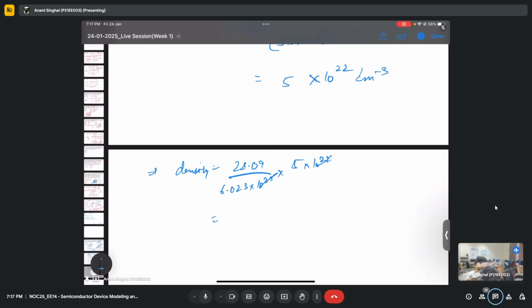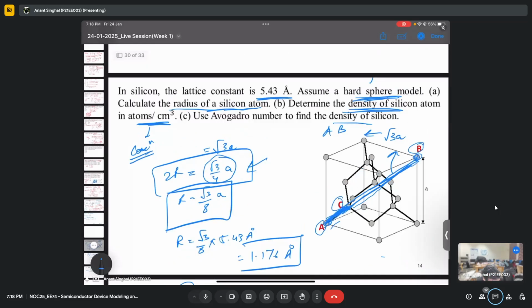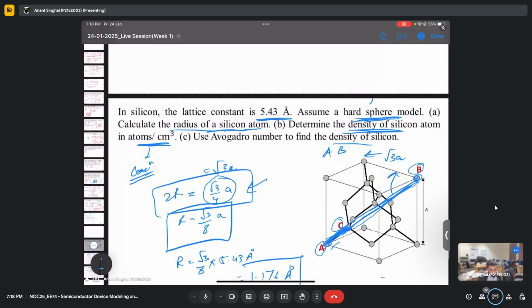It should be something like 2 point... I'm not sure. Yeah, 2.3. 2.33. Okay. So this is the density. I don't have any options, but yeah, these should be the answers. Is there any doubt in this? No, sir. Okay, that is great.